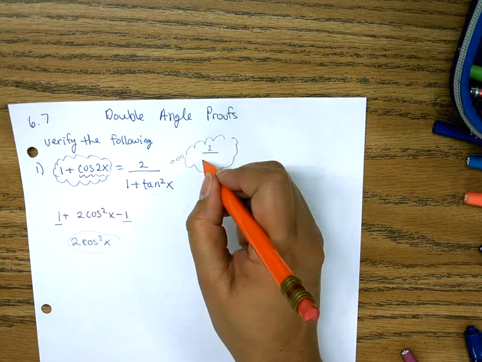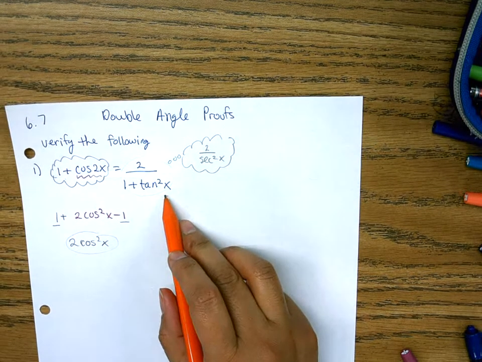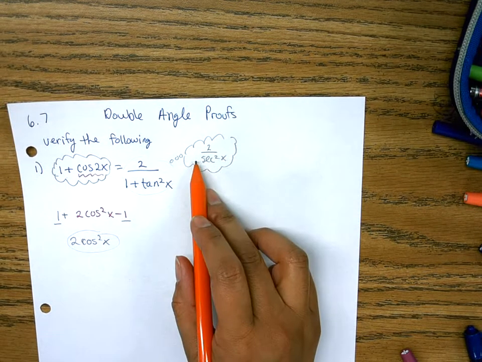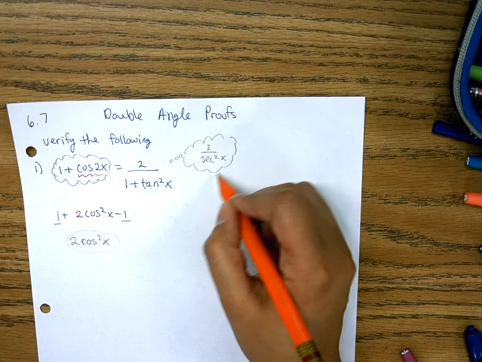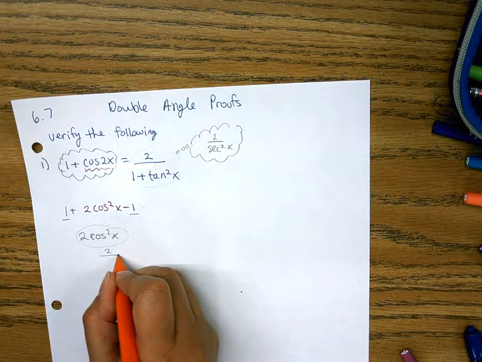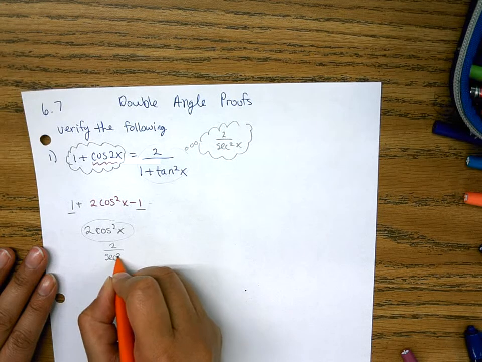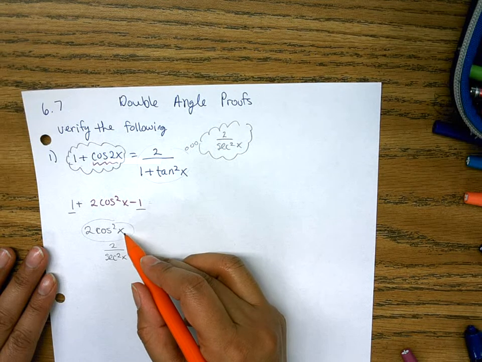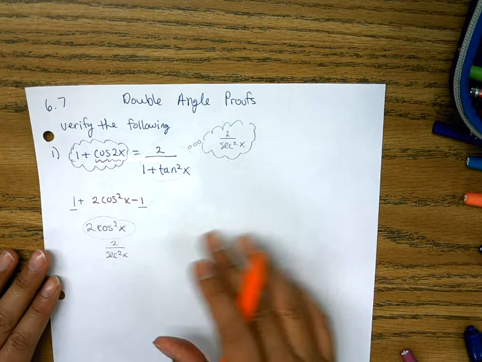1 plus tangent squared is secant squared. That's one of our Pythagorean identities. So is there any way to get this to look like this? Again, I can't put an equal sign here and change it, but I can think in my head that these two are the same thing. So I can write this as 2 over secant squared x. 2 over secant squared is the same thing as 2 cosine squared, because secant squared and cosine squared are reciprocals of each other, and the 2 stays put. It stays at the numerator of your fraction.